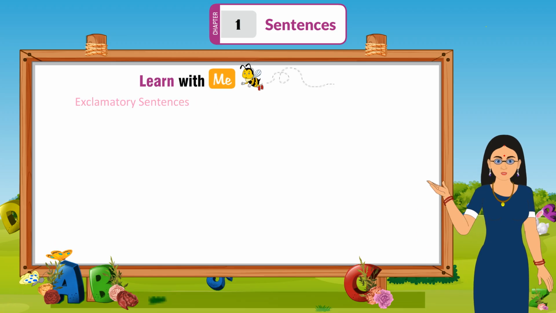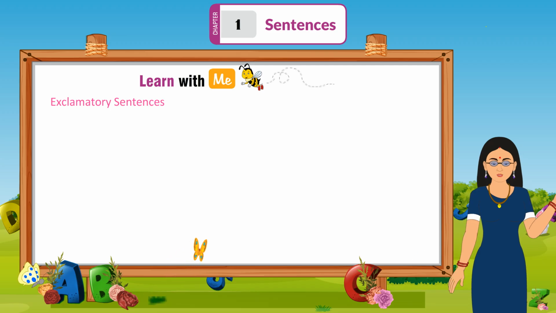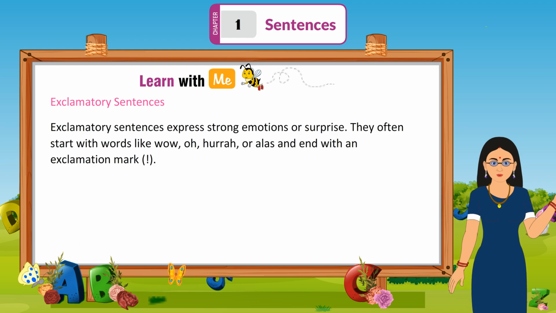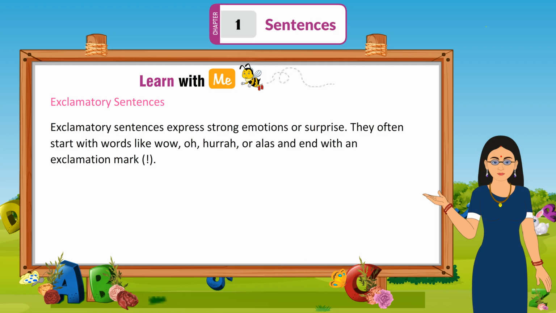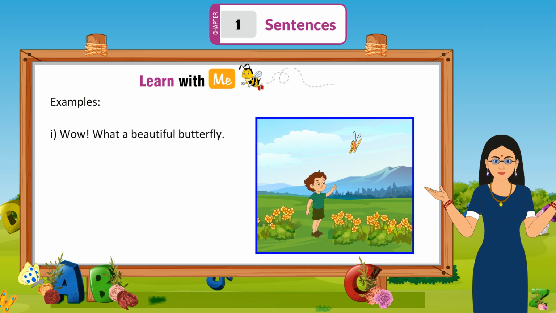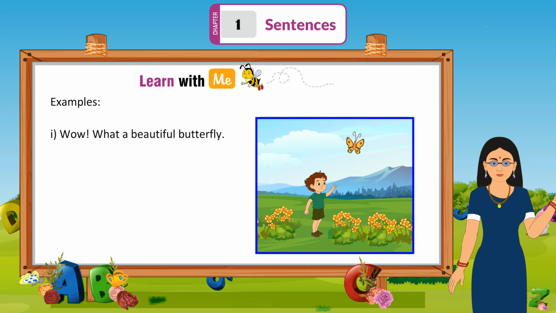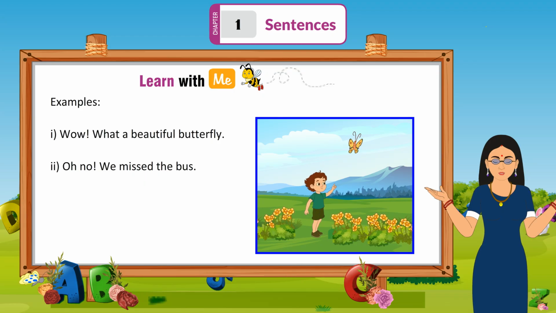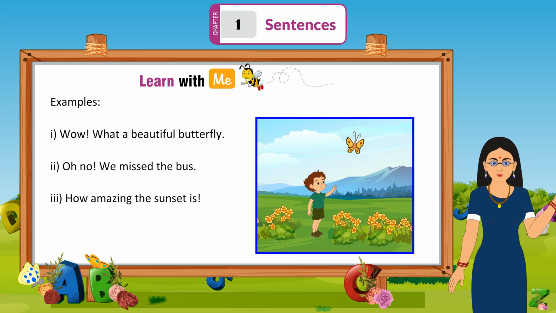Learn with me. Exclamatory sentences. Exclamatory sentences express strong emotions or surprise. They often start with words like wow, oh, hurrah, or alas, and end with an exclamation mark. Examples: Wow, what a beautiful butterfly! Oh no, we missed the bus! How amazing the sunset is!